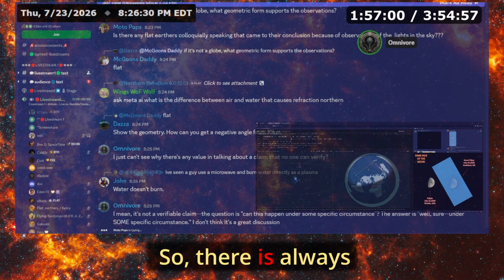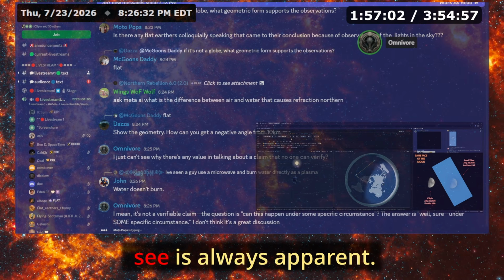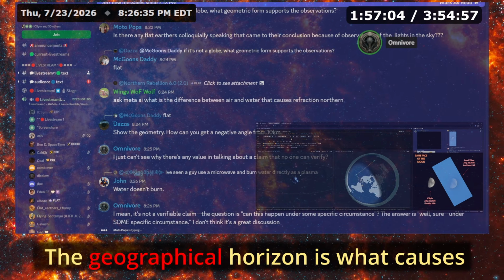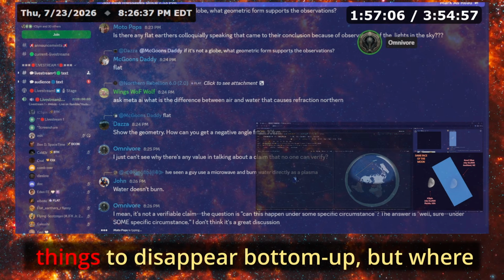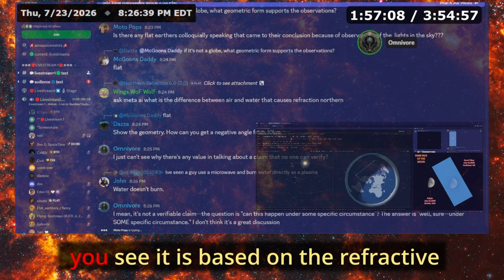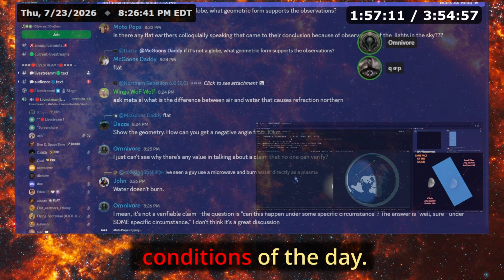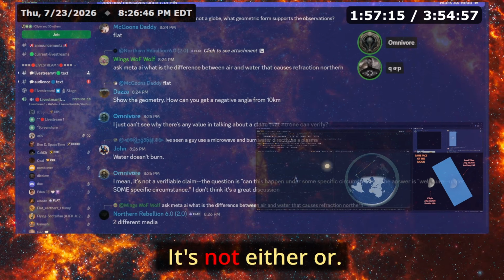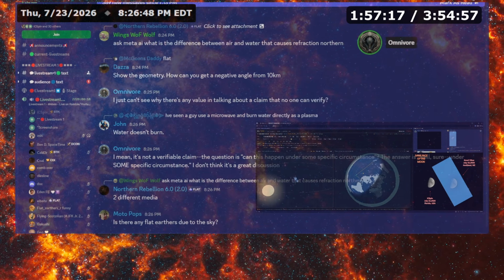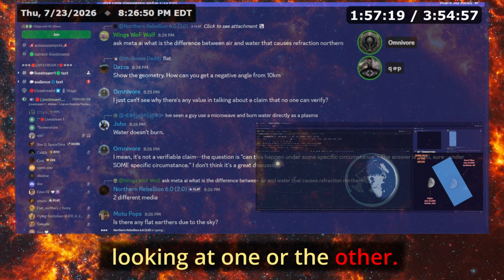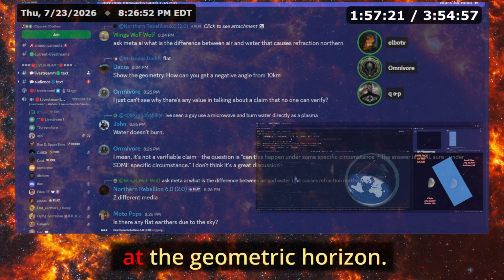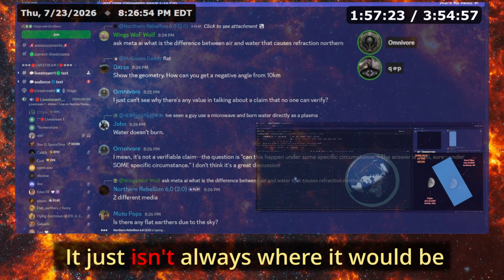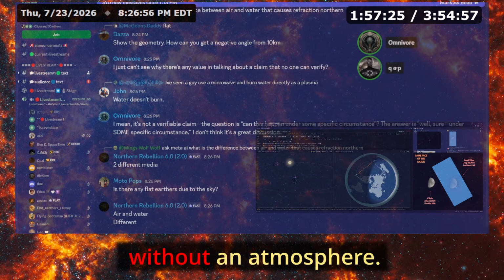Okay, so everything you see is always apparent. The geometric horizon is what causes things to disappear bottom up, but where you see it is based on the refractive conditions of the day. I understand that, but do you understand what I just said? Yes, I do. It's not either or. It's not that you're looking at one or the other. You're always looking at the geometric horizon. It just isn't always where it would be without an atmosphere.